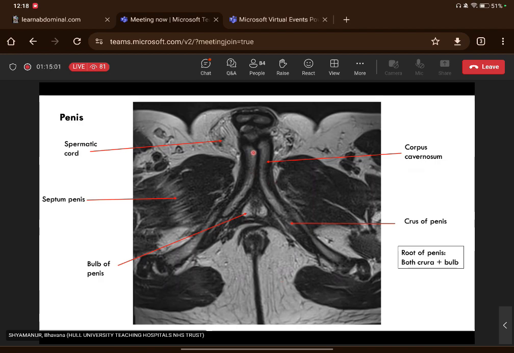So corpus cavernosum, as we move proximally, that becomes the crus of the corpus cavernosum on the right-hand side here. I can see it attaching to the bone. And then centrally, we have the bulb of the corpus spongiosum. This is completely erroneous, so it's obviously not pointing to the septum penis. Please ignore that. And of course, you can see the spermatic cord within the inguinal canal there.